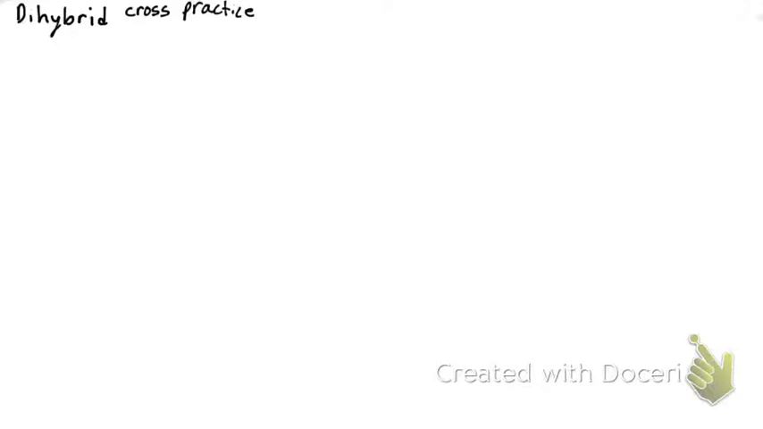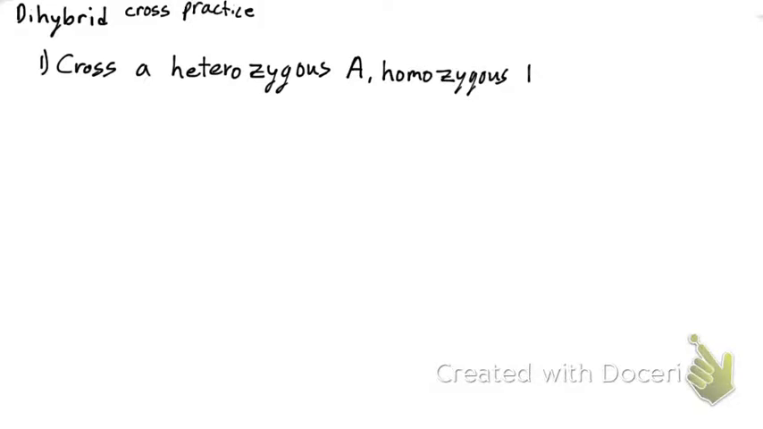All right, these will be your notes on dihybrid crosses for blood types. Problem number 1, I'm going to have you cross a heterozygous A homozygous positive dad with an O negative mom. Here's how we set that up.